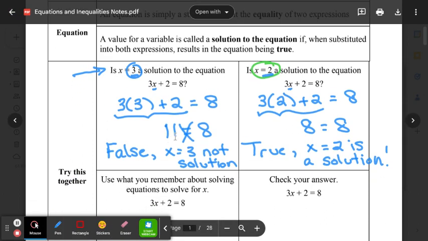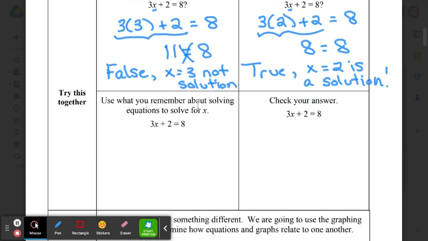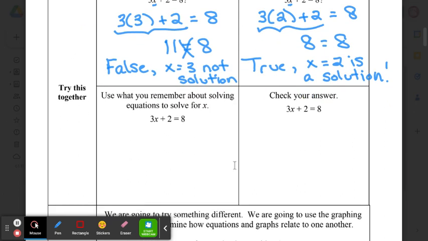So now let's move down here. This is just a quick review, and again, in the next lesson, we'll go into more detail. Use what you remember from 8th grade about solving equations to solve for x. Now we're going to use our algebra rules to solve for x. There's our equal sign. There's like an invisible barrier where the equal sign is. It's like a brick wall. We got to jump over it.